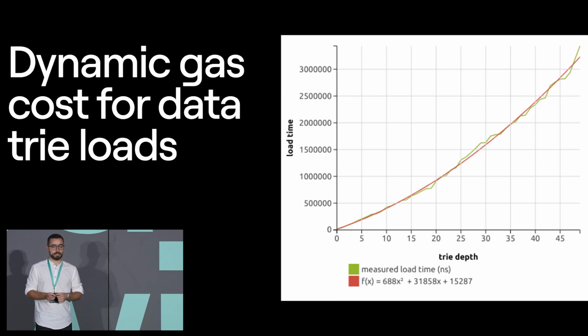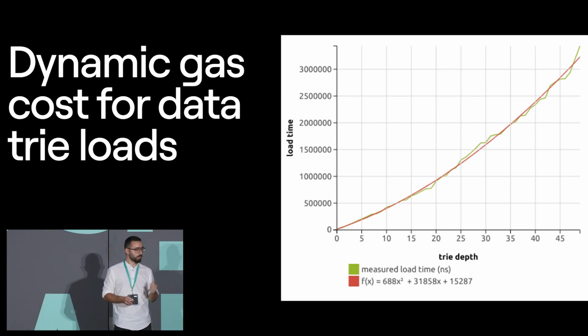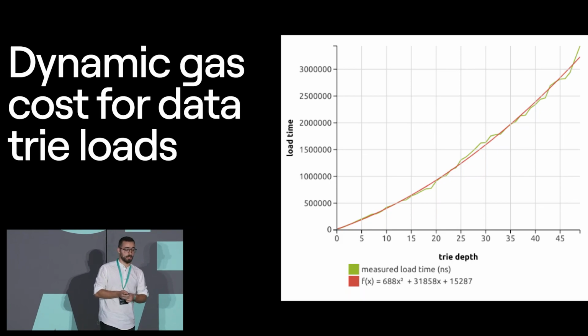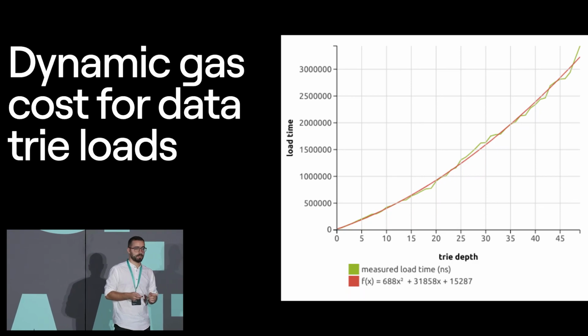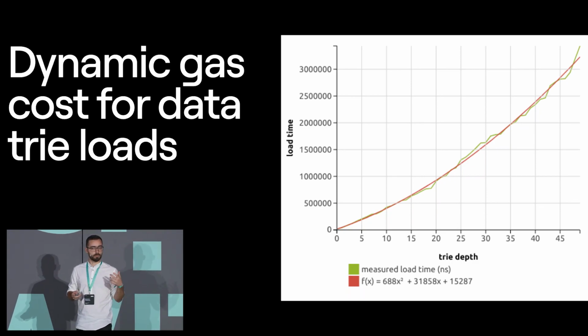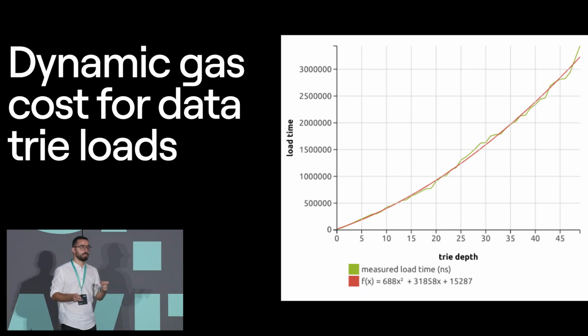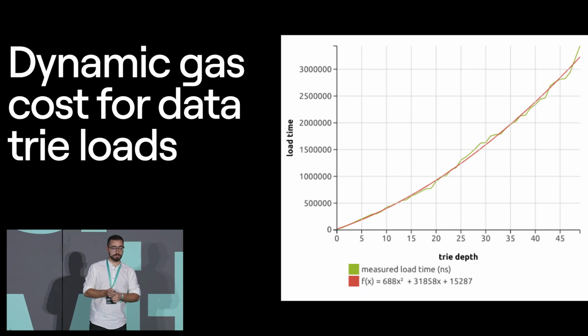We have benchmarked the time it takes to load the leaf node from level 0, 1, 2, and so on, until level 50. And you can see the results with the green line on this graphic. After that, we have the quadratic polynomial, which approximates this function. So in that quadratic polynomial, if you replace x with the depth from which you load that tree node, the leaf node, you will get the gas cost for loading that leaf. This will be available in the next release.